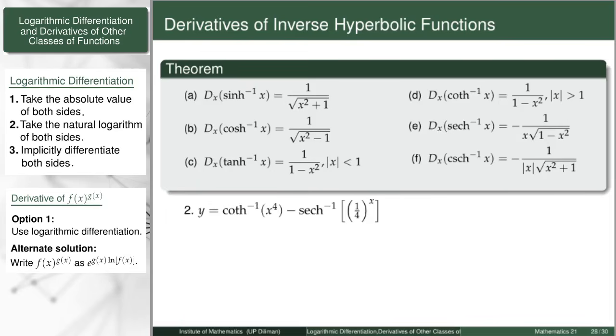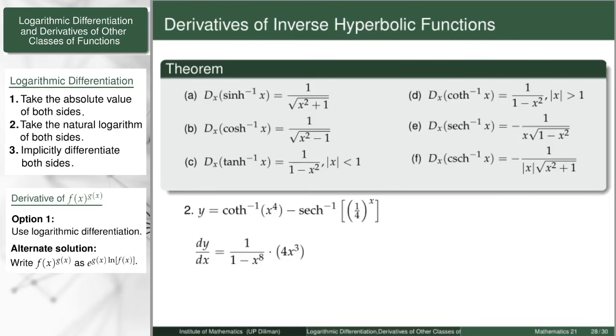If, for example, I want to differentiate number 2, y equals cosh inverse of x to the fourth minus sech inverse of 1/4 to the x, then it's a matter of applying the rules properly. For example, the outermost operation for number 2 is a difference, so I'll use that rule. I'll get the derivative first of cosh inverse, and that will be 1 over the square root of x squared minus 1. I'll replace x by x to the fourth, so I'll have x to the 8th. Of course, by chain rule, I'll have 4x cubed.